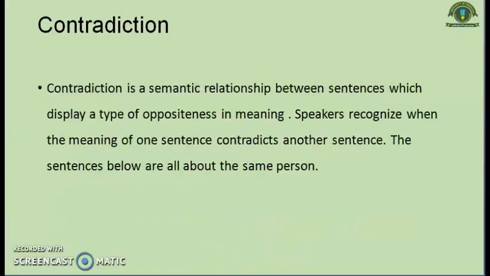So what we have identified till now is that contradiction defines some semantic relationship between sentences because we identify the meanings from the sentence. So sentence structure gives you a meaning, and we display a type of oppositeness in meaning. So when it gives oppositeness in meanings, and if there is contradiction in the statements of the speakers, then we will say that these are quite opposite to each other. So a speaker recognizes when the meaning of one sentence contradicts another sentence. A few examples are given in the next slides.